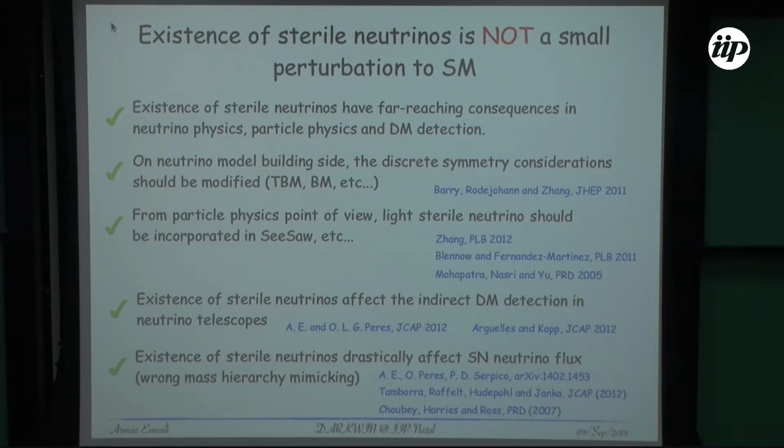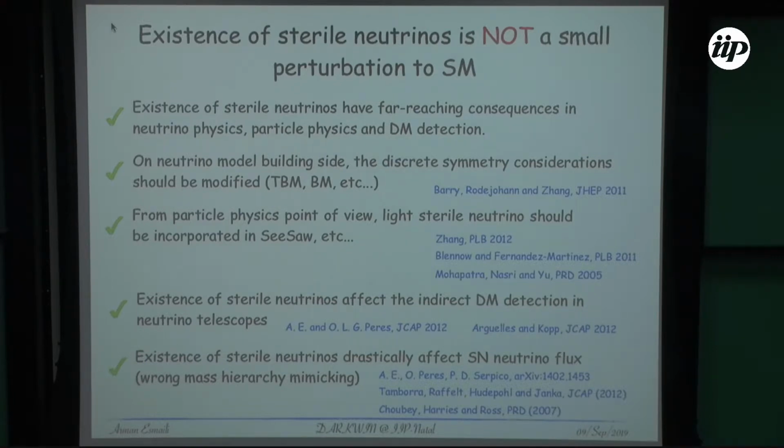All these discussions that you have about the tri-bimaximal mixing or all the symmetries that you were assuming in the neutrino sector will change, because they are based on 3 neutrinos, not 4 neutrinos. The seesaw mechanism, how to implement such an electron volt sterile neutrino in the theory, is very complicated, basically. There are people who are working in this sense. It will change even the phenomenology. For example, the dark matter detection in neutrino telescopes from the accumulation in the sun, you already heard about it last week, that will change.